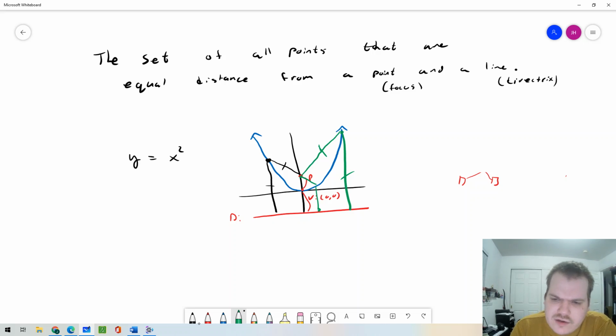All right, so we're going to end this video here. In the next one, we're actually going to derive it using that definition. So don't forget the definition. The distance from the vertex to the focus we call p, and the vertex is going to be exactly between the focus and the directrix.